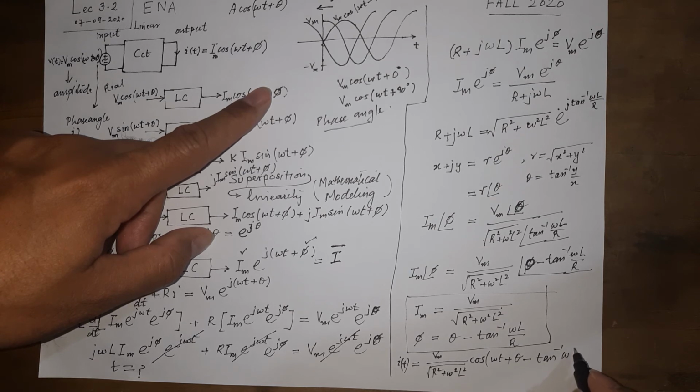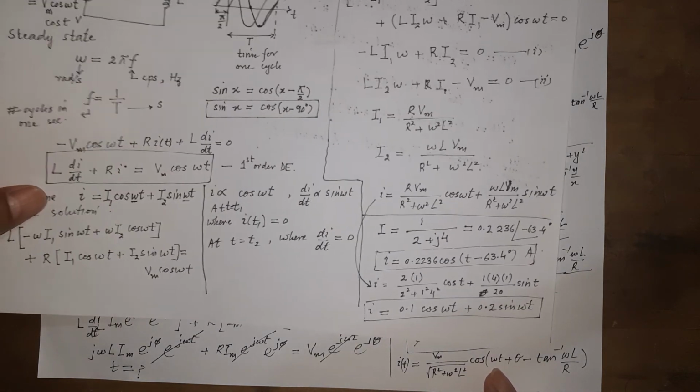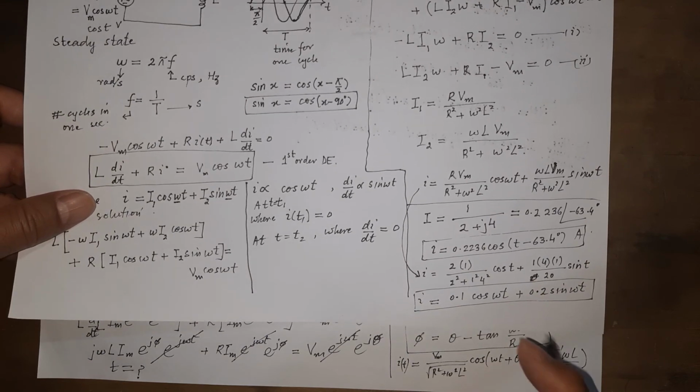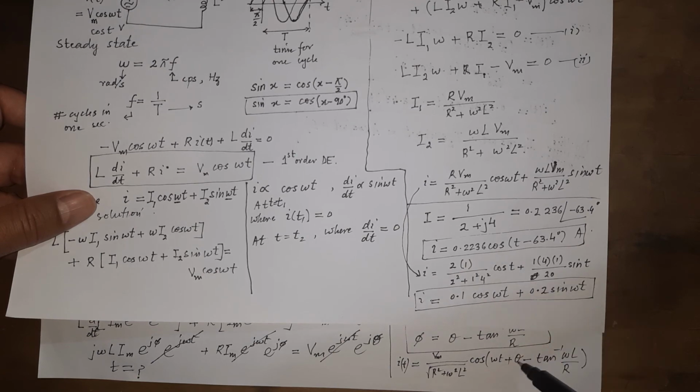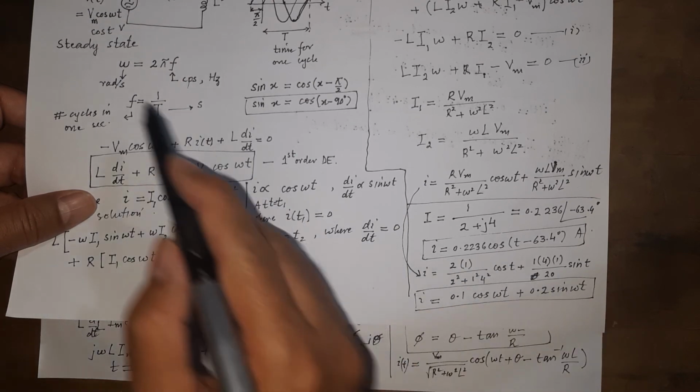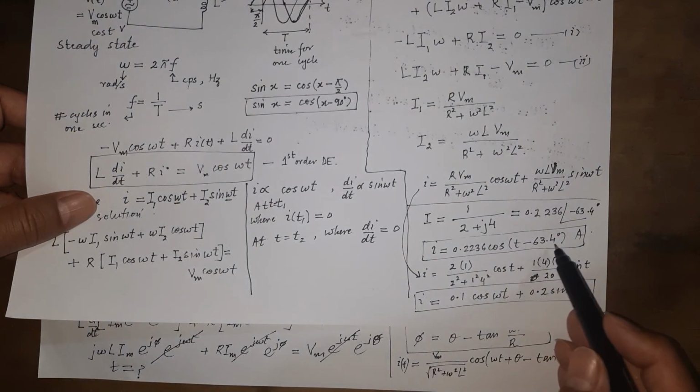And this part, tan inverse omega L over R with this negative sign, is how the circuit has changed the phase of the output. And this thing is exactly the same thing that we came up with in a previous example. For example, look at this expression. So this is this part. So omega is 1 here. This theta was 0. This theta was 0. And then this is the phase angle.